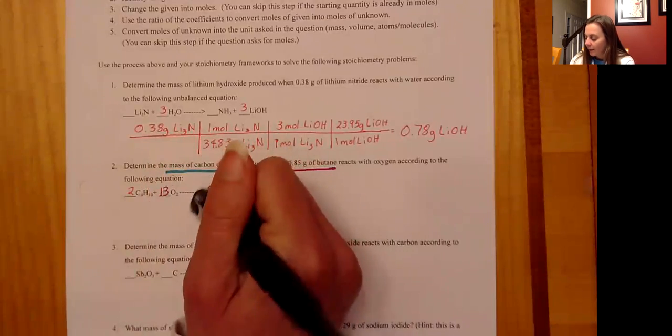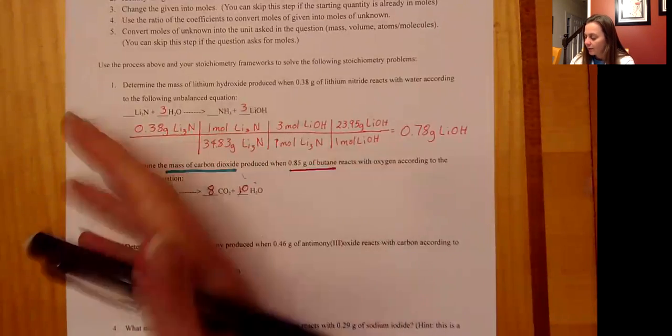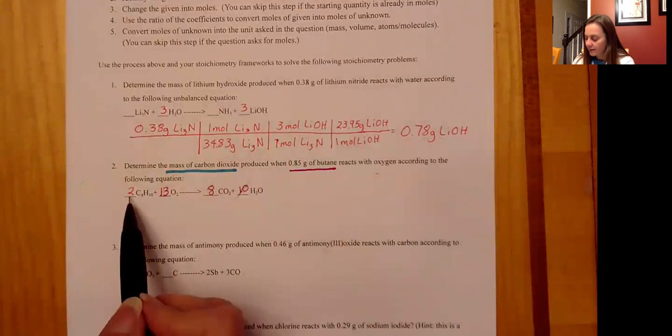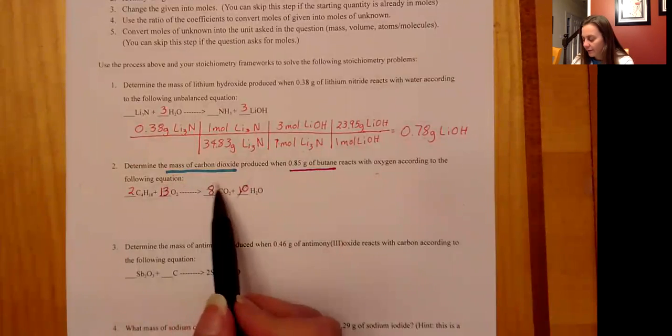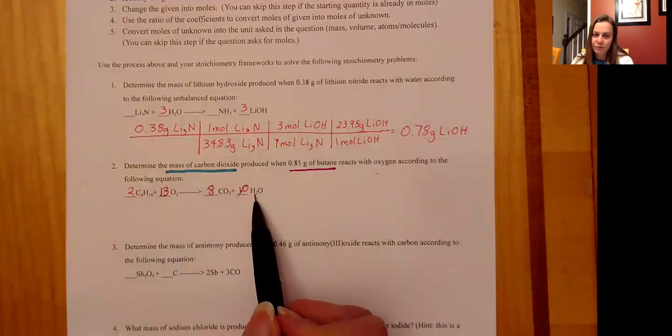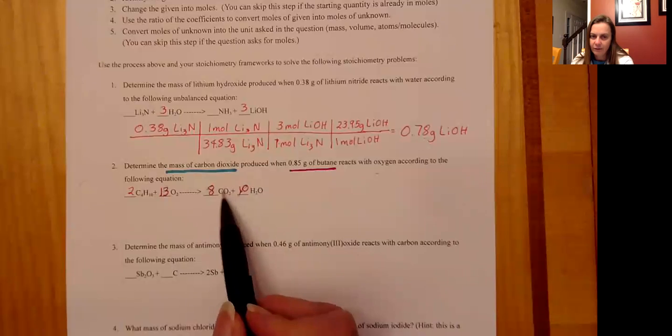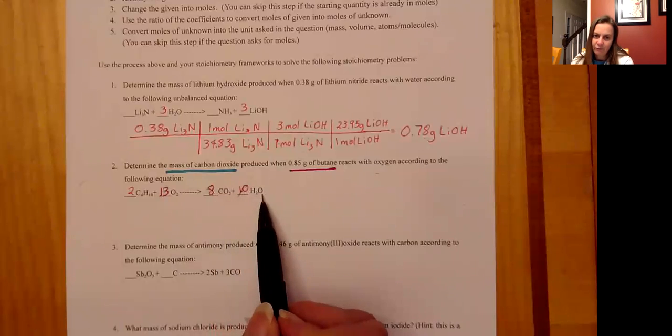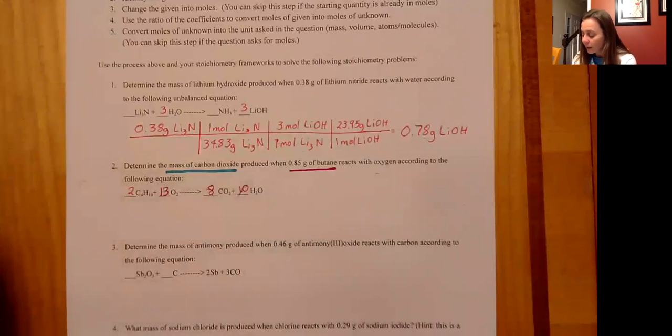So now we have 8 carbons on the reactant side because I have 2 times 4. I have 8 carbons on the product side. I have 20 hydrogens on the reactant side. I have 10 times 2 for 20 hydrogens on the product side. And then I have 26 oxygens, and I have 16 plus 10 for 26. So we've now balanced our chemical equation, and we're going to start with the given.